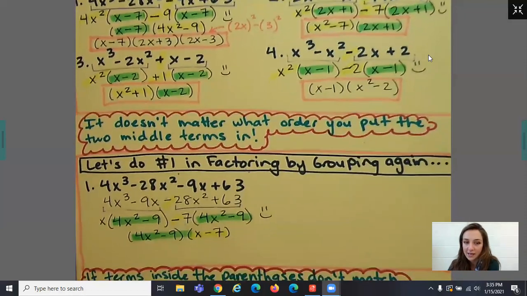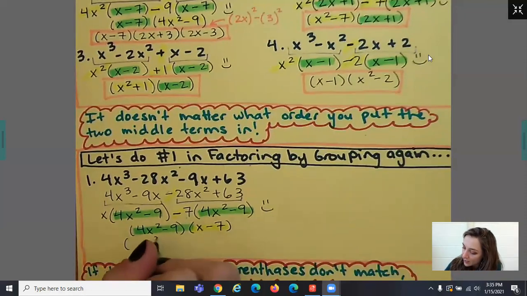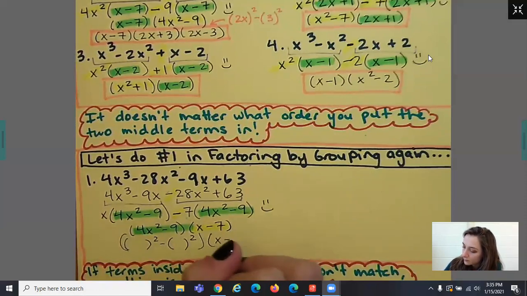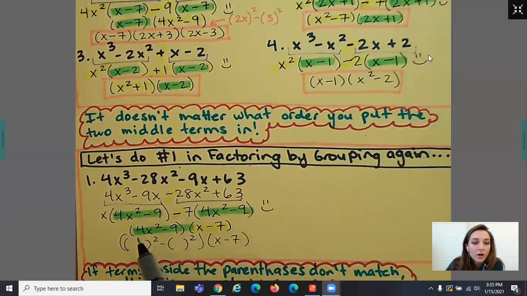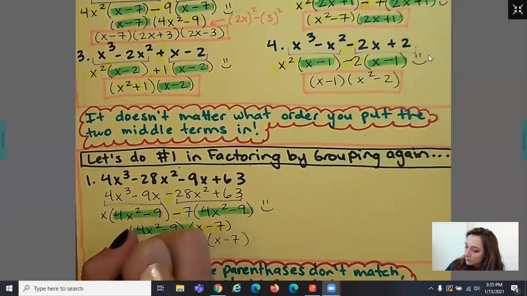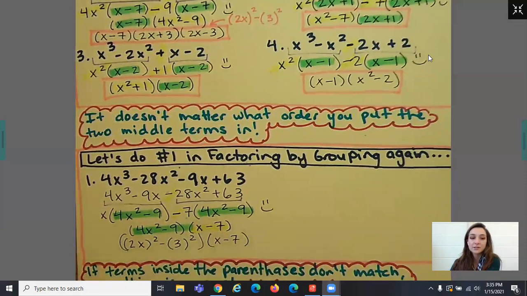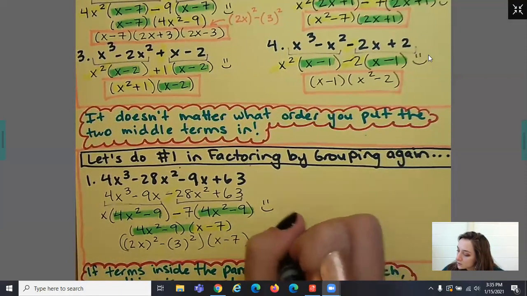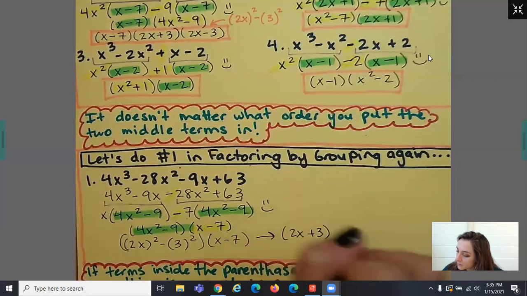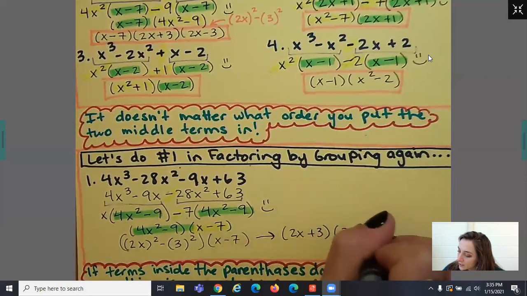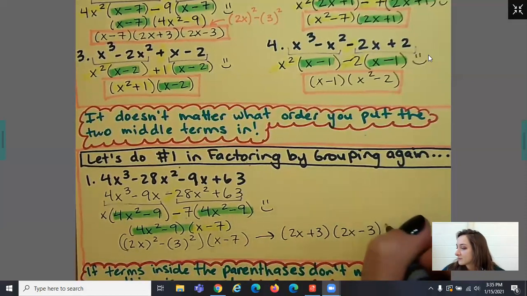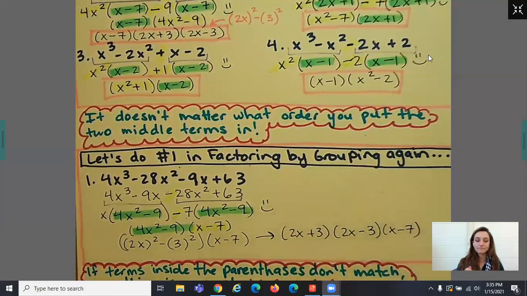So let's rewrite this as something squared minus something squared. The square root of 4 is 2. The square root of x squared is x, and the square root of 9 is 3. So since we have this, it's going to be first term plus second term, first term minus second term. And we are going to get 2x plus 3, 2x minus 3, and then our last one, x minus 7.